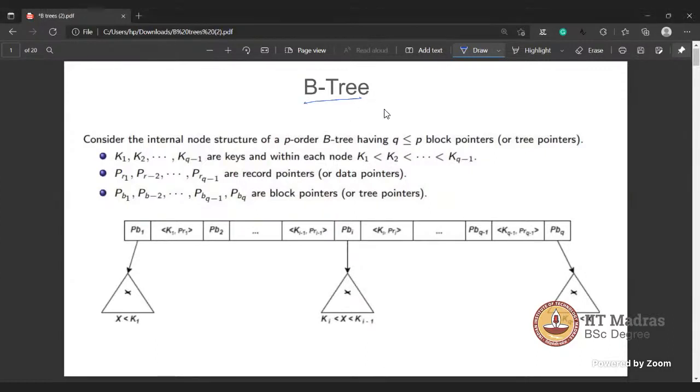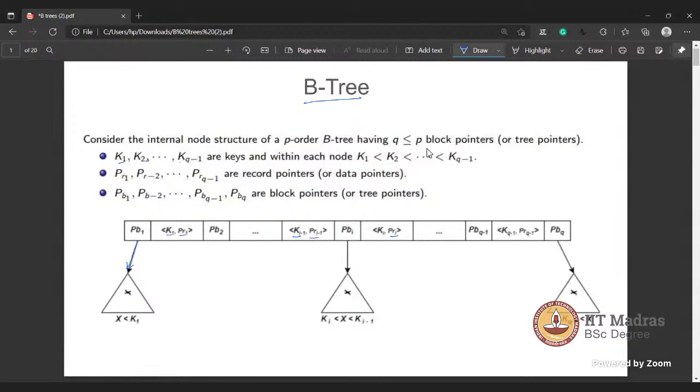Today we'll discuss the B tree. First we'll discuss the structure of the B tree. The structure looks like this: K1, K2 represent keys, PR1 to PR minus 1 represent record pointers or data pointers, and these represent block pointers or child pointers or tree pointers.